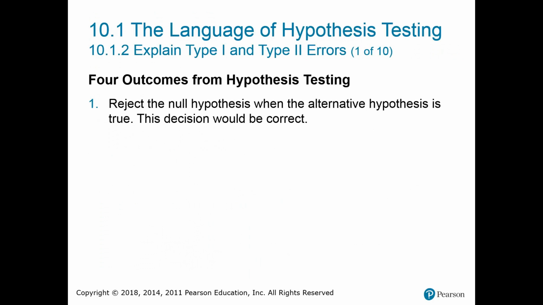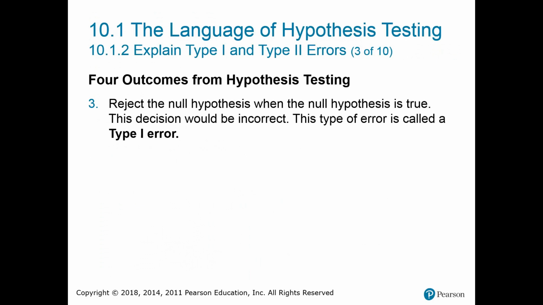There are 4 outcomes from hypothesis testing. One would be to reject the null hypothesis when the alternative is true. This would be a correct option. Another would be to not reject the null hypothesis when the null hypothesis is true. This is also a possibility for being a correct answer.